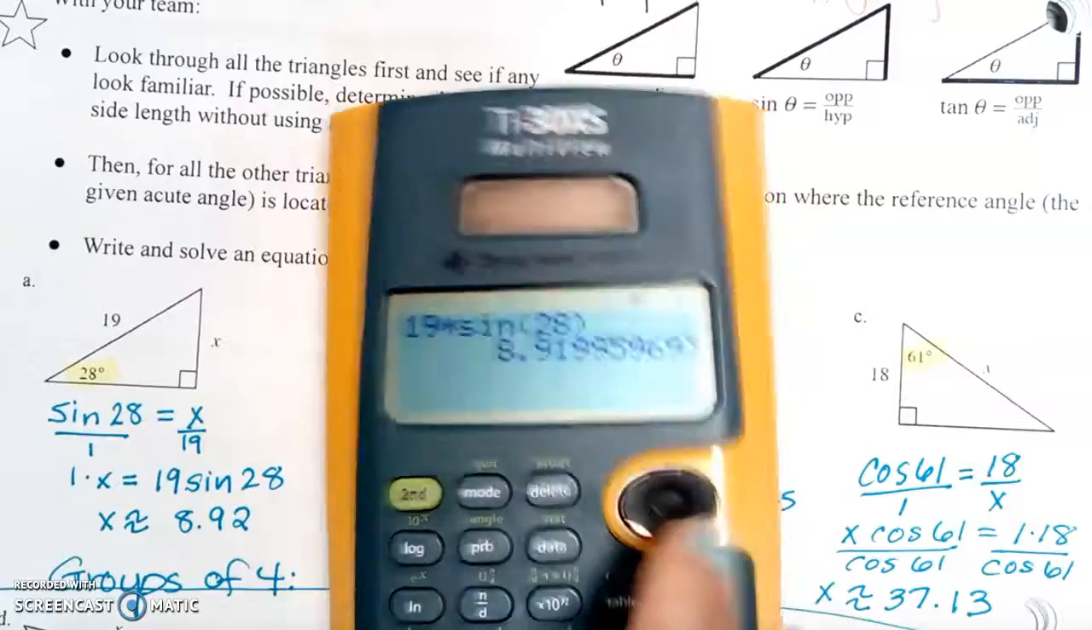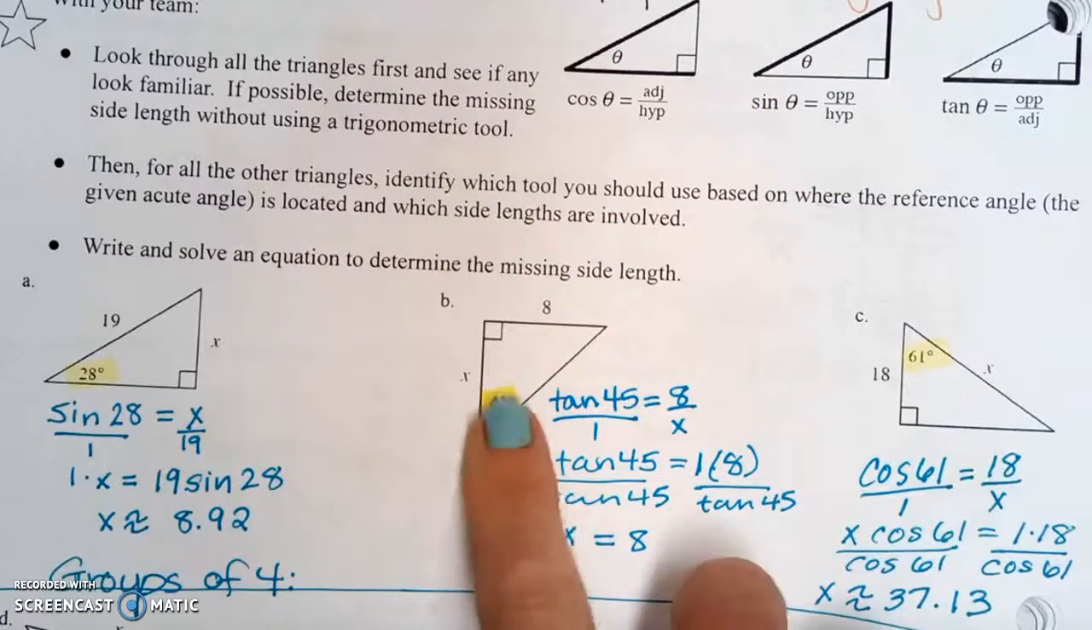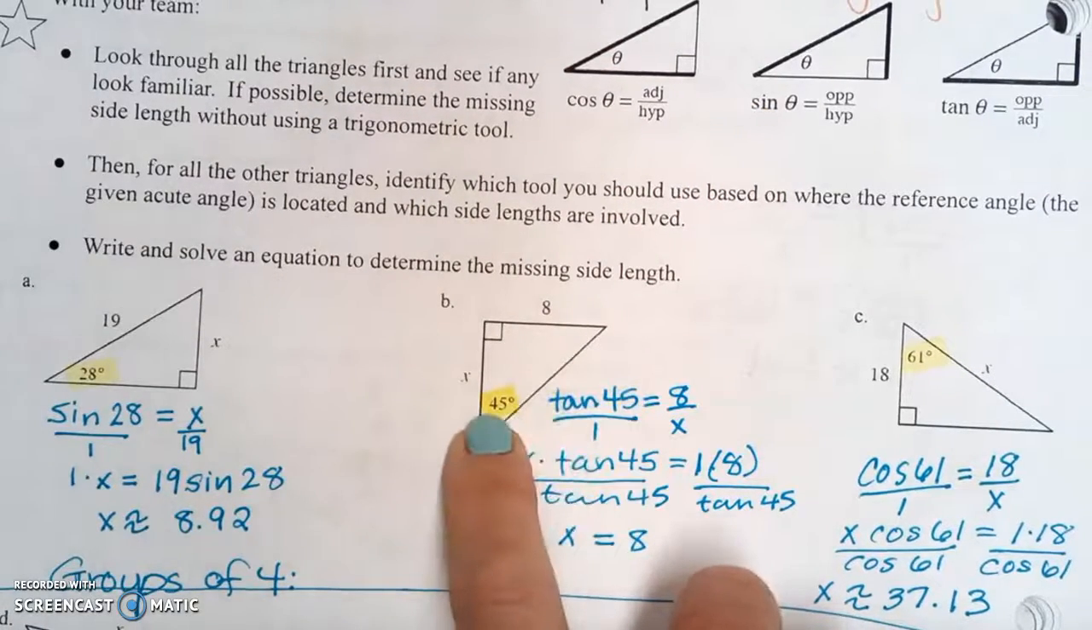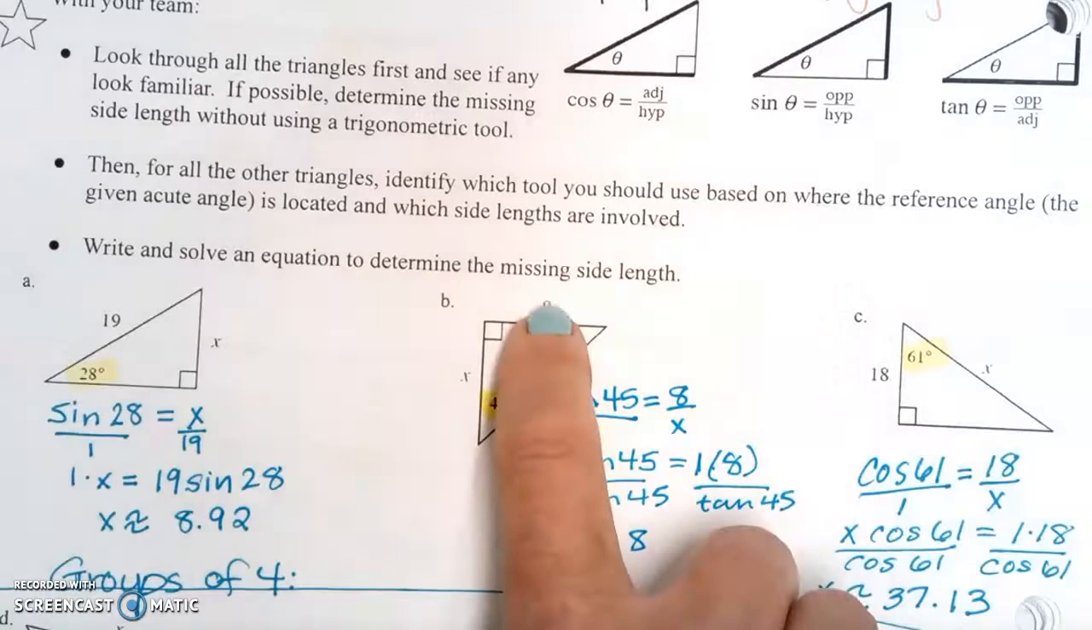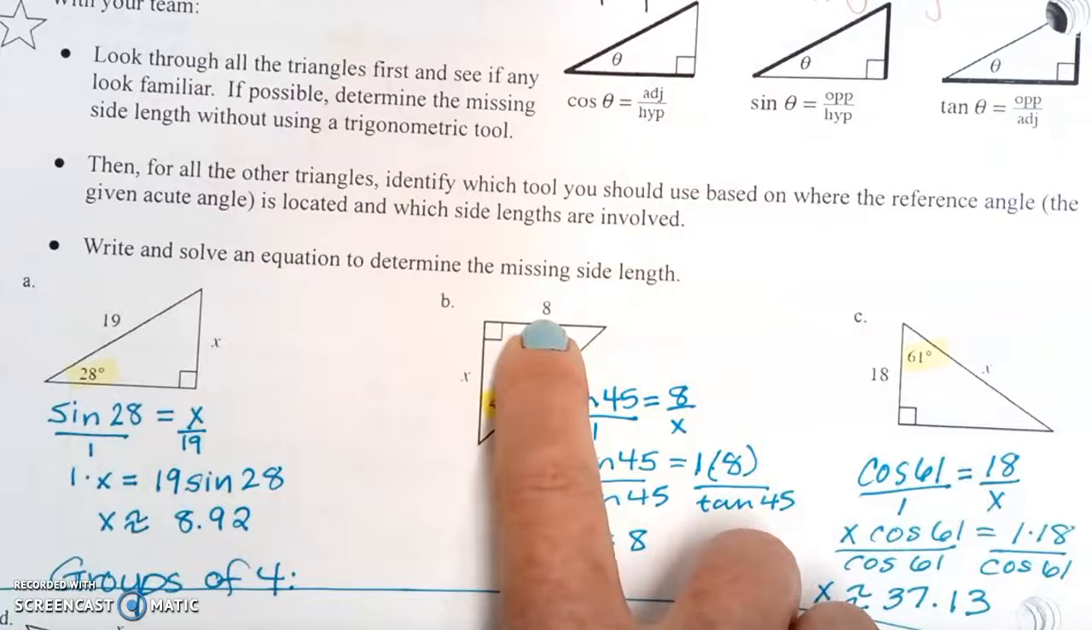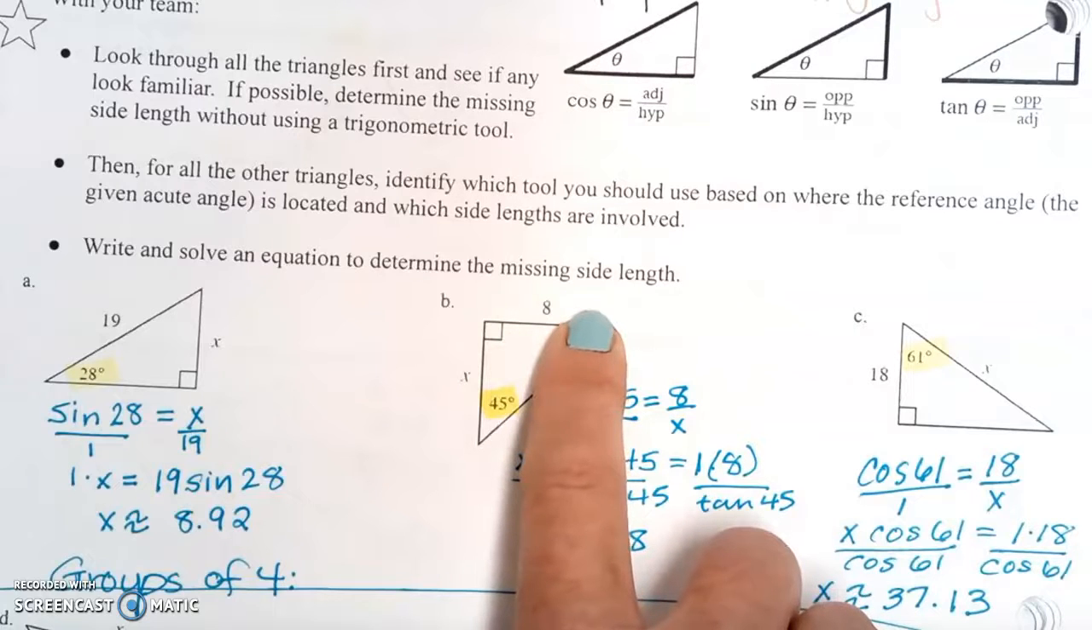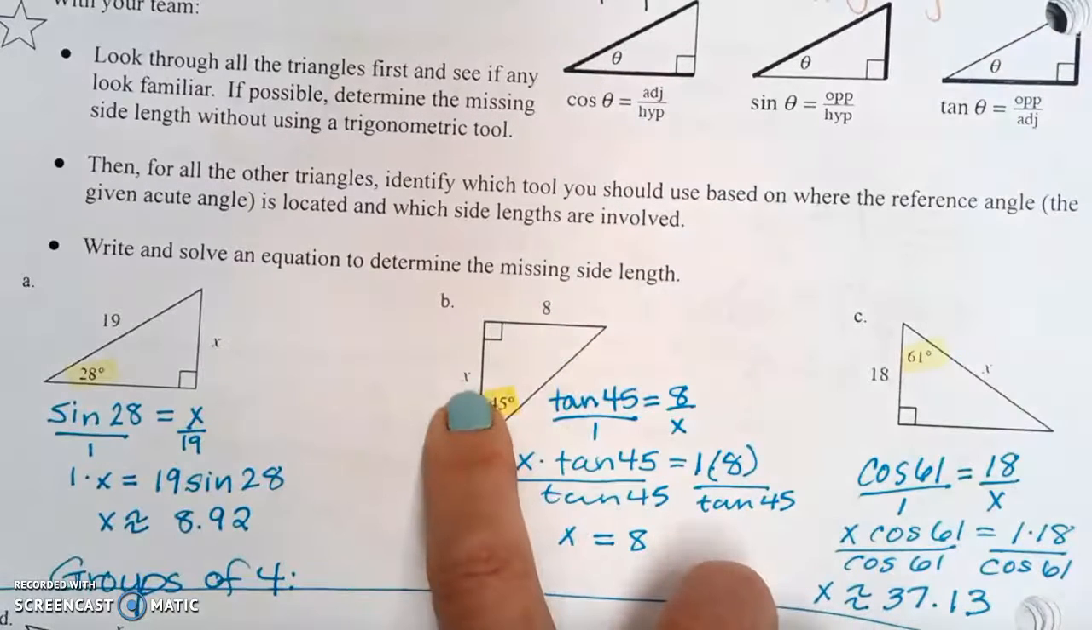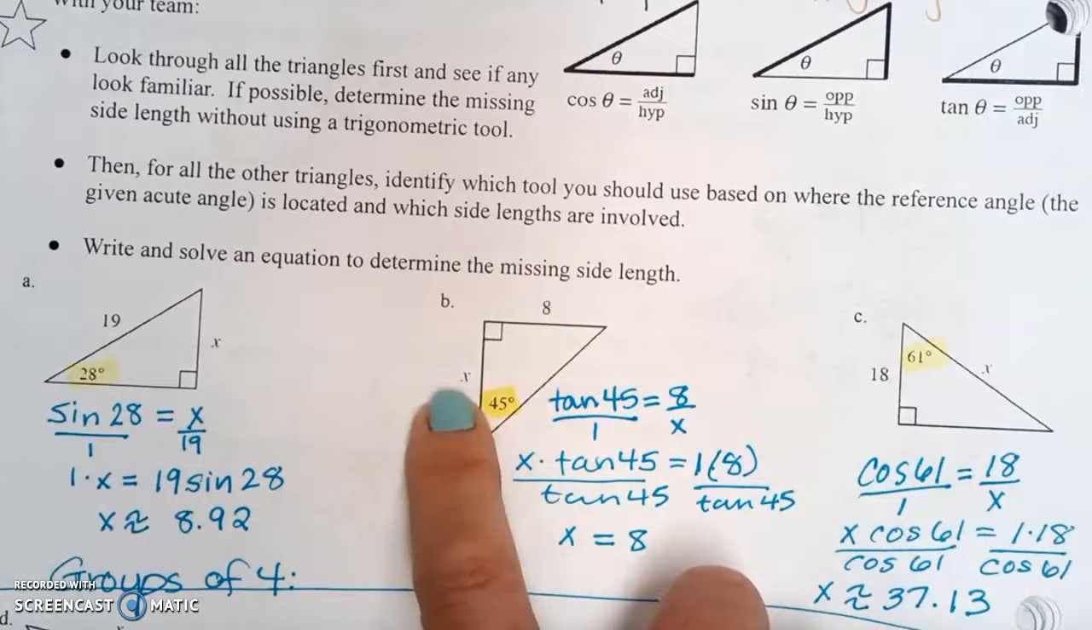All right, awesome. Let's look at B. Okay, so the first thing you want to do is highlight that angle of 45 degrees. From that angle of 45, this side over here is opposite, so next to the 8, you're going to write an O. This side over here is adjacent, so next to the X, you're going to write an A.